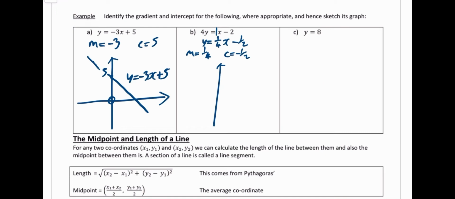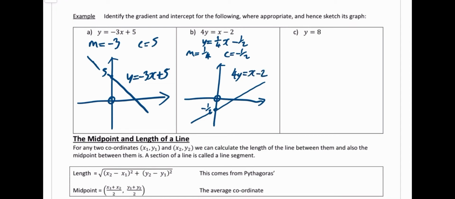So again, when you draw your axes, mark on where your origin is and mark on your intercept first. It was -1/2. So there's -1/2, and it has a positive gradient, quite a shallow one, but there we are. And label your graph as it was given in the question. In the question it was given as 4y equals x minus 2.